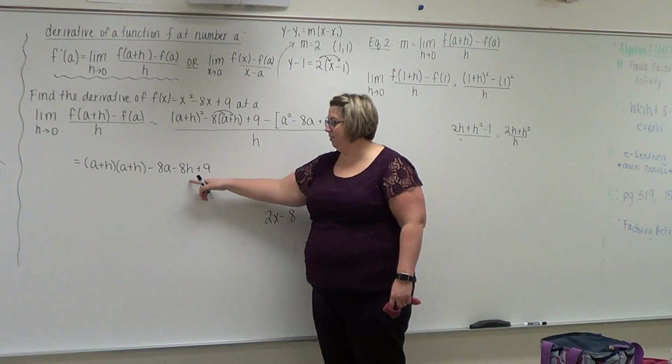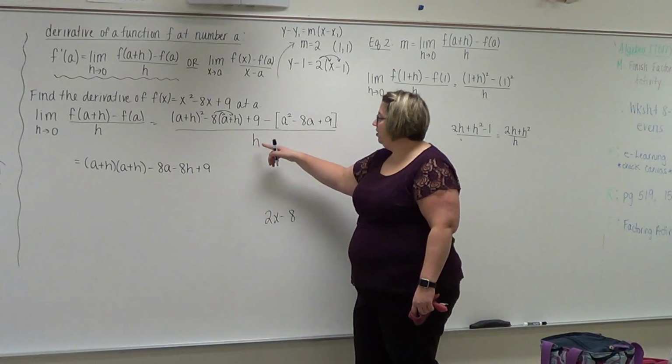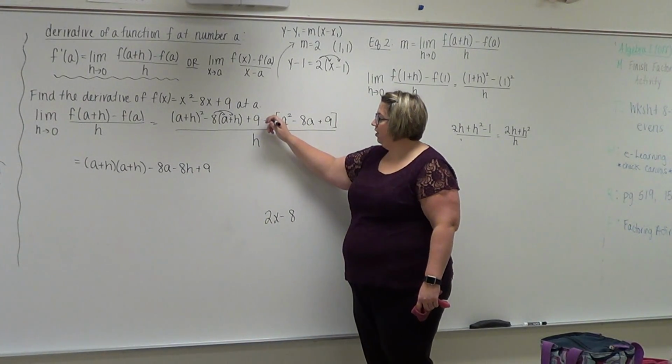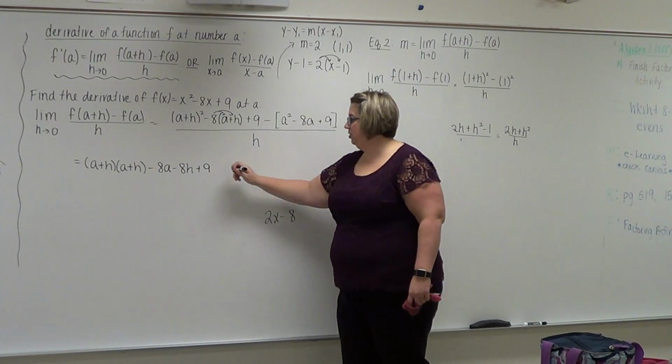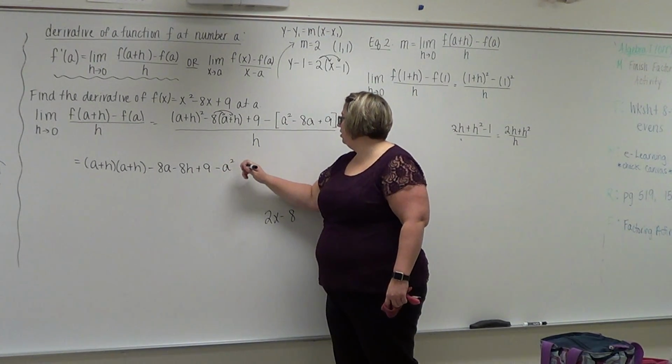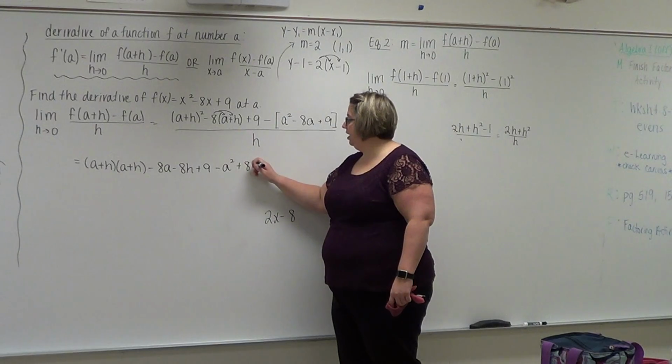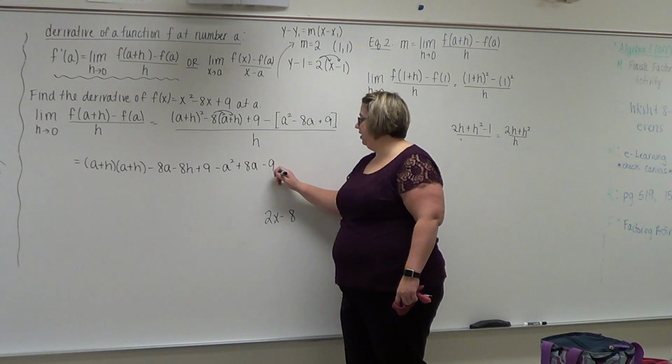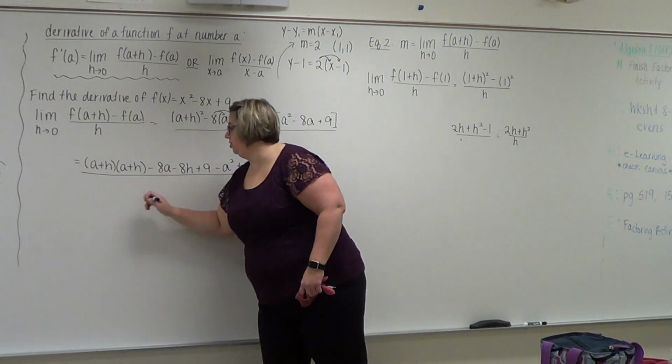Does everybody understand how I got the rest of this? Yes. Okay, now, you see how this is a minus right here? All of these need to be minus now. So this would be minus a squared plus 8a minus 9, all over h.